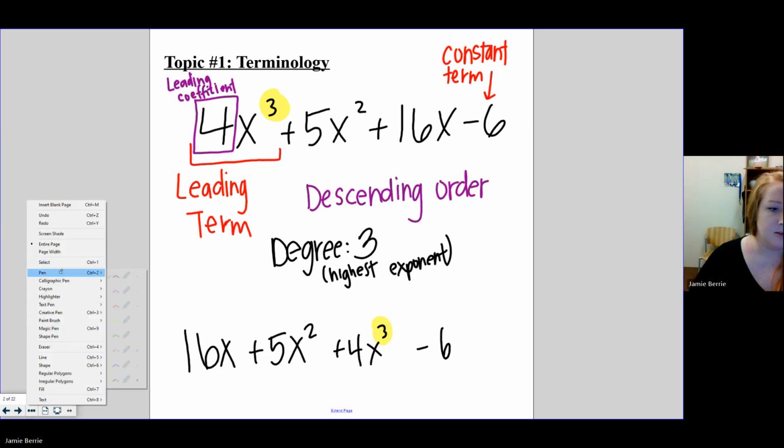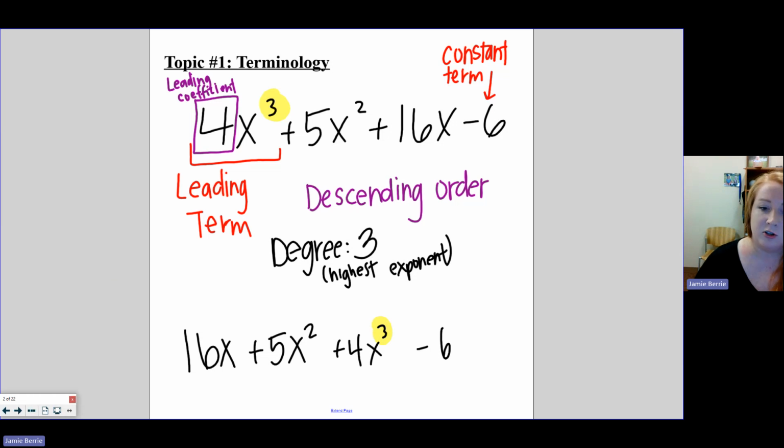Let me try to think if there's anything else I want to tell you. Sometimes you'll see polynomials written in ascending order. It's pretty rare, and I'll never ask you to put an answer in ascending order. Ascending order would be where you start with the constant term and the exponents get larger each time. So in this case, ascending order would look like -6 plus 16x plus 5x squared plus 4x cubed. So just the reverse of descending order.